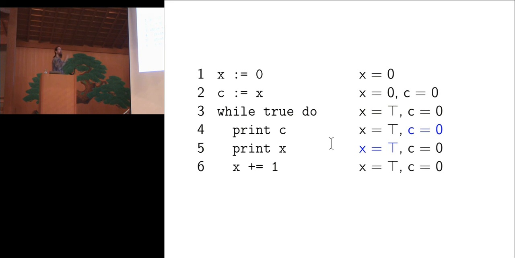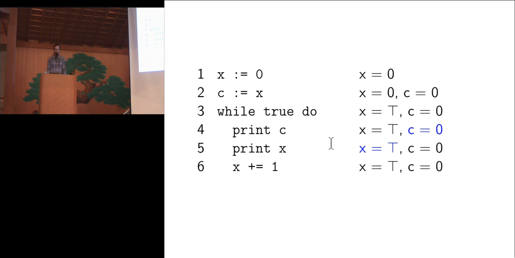And now, look at the values of x and c on lines 4 and 5. Like I said, the static analysis has determined that c is indeed constant on line 4, and we can replace print c with print 0. But x we couldn't determine was a constant, and indeed that's because it isn't in this case.